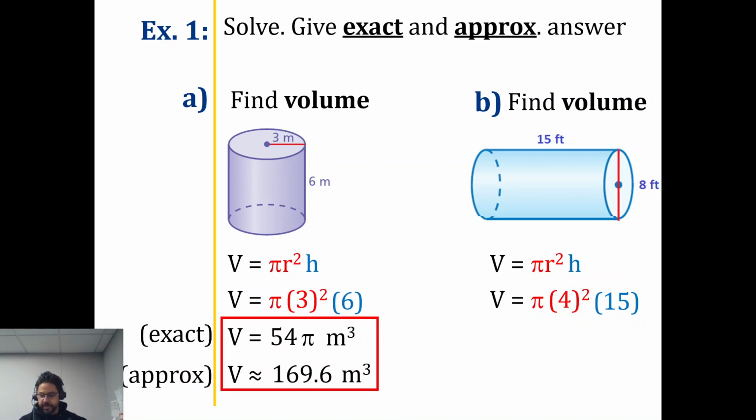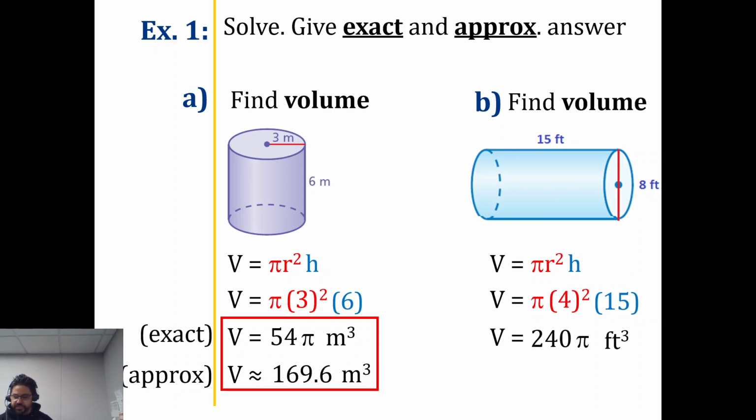So we do our calculator, 4 squared. Remember, you got a nice square button, but you should have a bunch of those memorized by now. 4 squared is 16, so all you got to do is type in 16 times 15. You keep your pi symbol because it's an exact answer. And again, remember, this is called cubic feet or feet cubed.